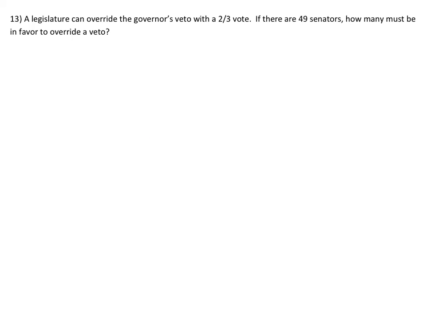A legislator can override the governor's veto with a 2/3 vote. If there are 49 senators, how many must be in favor to override the vote? So this would be 2/3 of 49. And again, the word of indicates multiplication. So we need 2/3 of the 49 senators. And again, we may want to show this as a fraction so that we can multiply them directly.